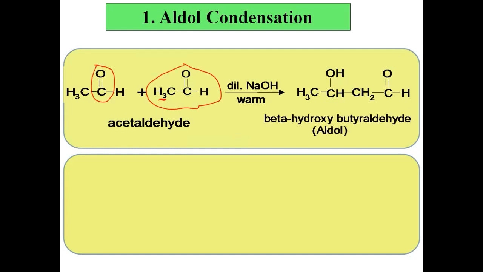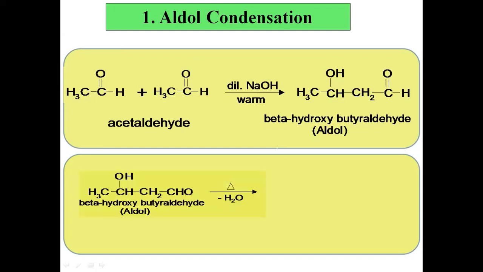Now, this particular compound has 4 carbon atoms in the chain, and therefore it is butyraldehyde. There are 4 carbon atoms in the chain, hence it is butyraldehyde, and there is an OH group at beta position, hence we can say that it is beta hydroxy butyraldehyde, किंवा याला आपण commonly aldol असं म्हणतो. ALD for aldehyde and OL for alcohol, it has 2 functional groups, hydroxy group that is alcohol as well as aldehyde, hence it is called aldol.